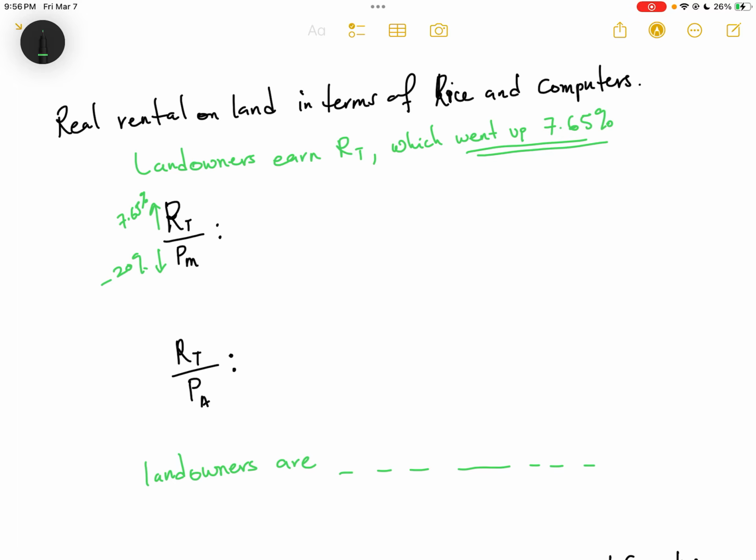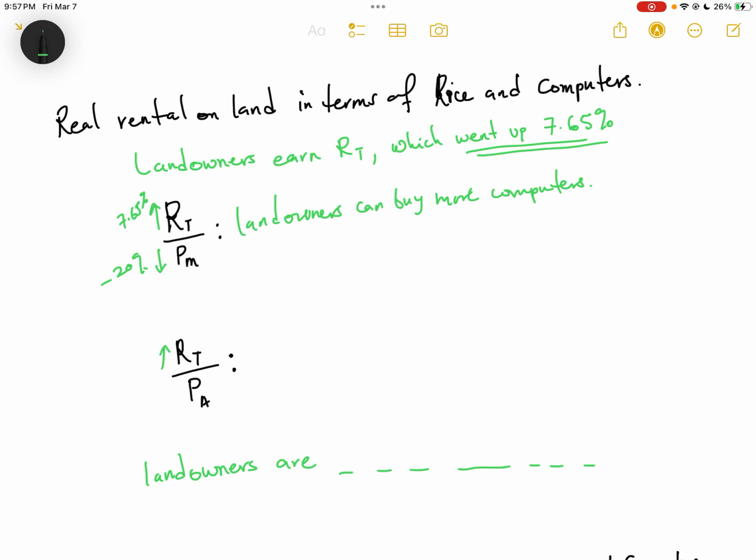What do you think? Price is falling super quickly, and your earnings on land is increasing slowly. You're better off, right? So in that case, landowners can buy more computers.